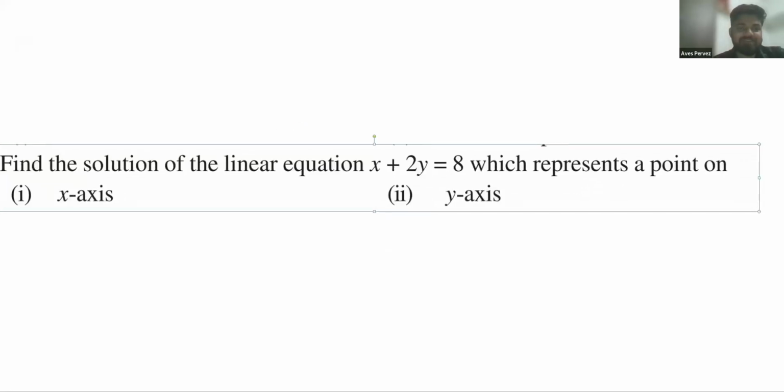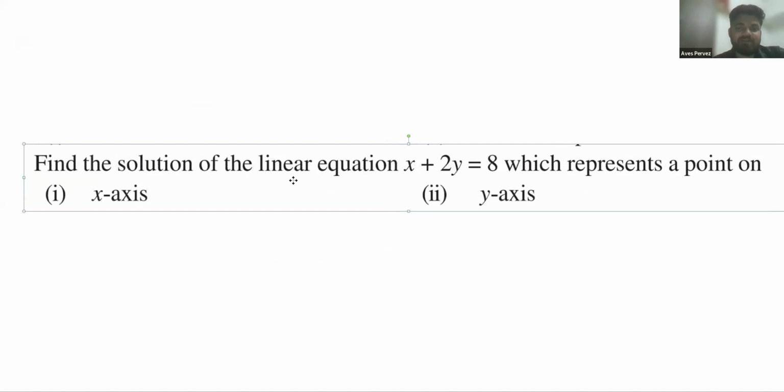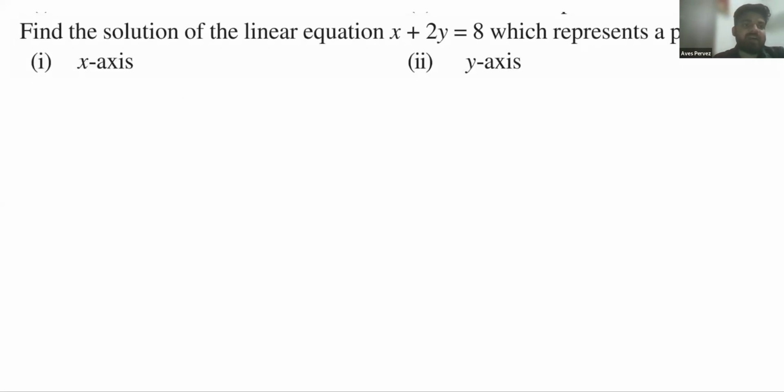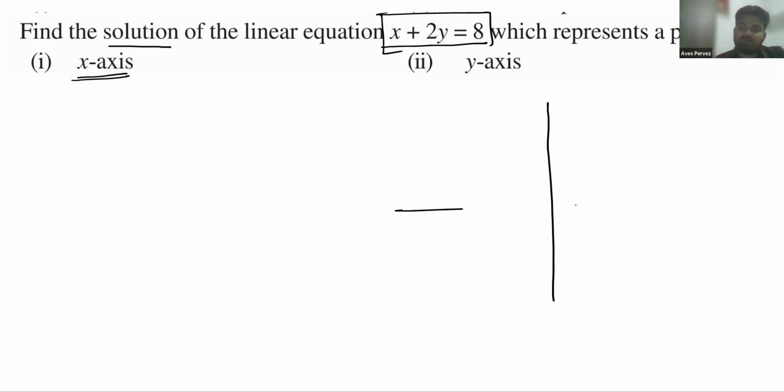This is a very simple question. Find the solution. Solution means a point of the linear equation, which represents a point on the x-axis. It means you need to find the coordinate on the x-axis where this line segment is cutting. This is the equation for a line segment, a linear equation in two variables, so it must have some line segment.